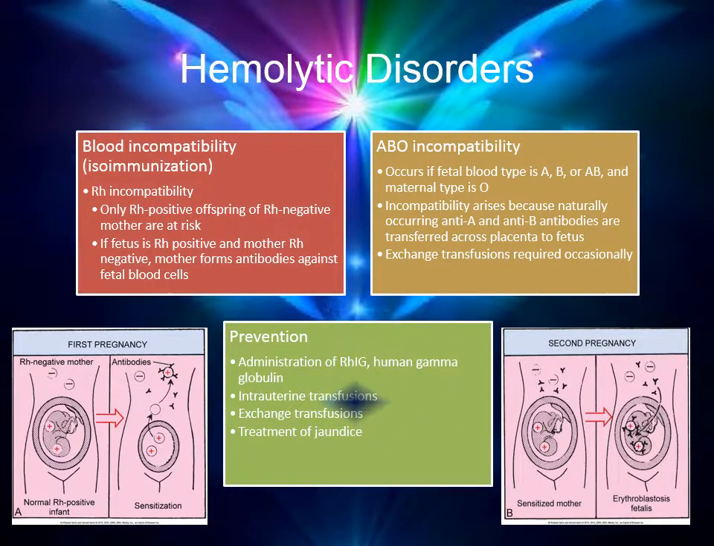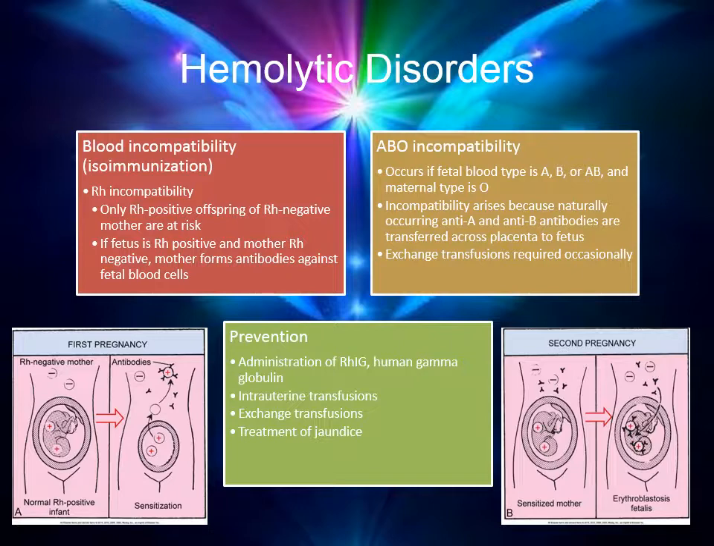So for prevention, there may be administration of Rh immunoglobulin, human gamma globulin, also known as RhoGAM. Then we have intrauterine transfusions. This consists of infusing blood into the umbilical vein of the fetus for infants and mothers already sensitized.